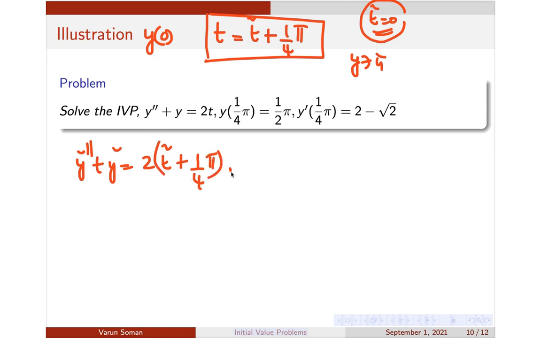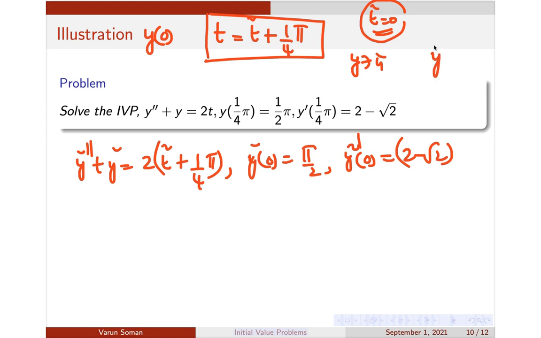And your y at 1 by 4 pi: when t has become 1 by 4 pi, your t tilde will be 0. That means your y tilde of 0 is pi by 2, and your y tilde dash of 0 is 2 minus root 2. If you just look at this, you can see that the problem which had a different initial point has now been converted into a problem at the initial point 0, but here the independent variable and dependent variable have been changed to t tilde and y tilde. So you have to just make this tweak here.